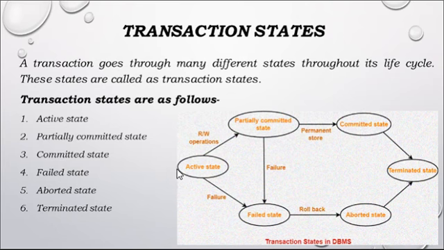Next are transaction states. This is also called the life cycle of our transaction. Our transaction always goes through this life cycle in many ways. Here we have six states of a transaction. First is the active state, second is the partially committed state, third is the committed state, fourth is the failed state, fifth is the aborted state, and sixth is the terminated state.